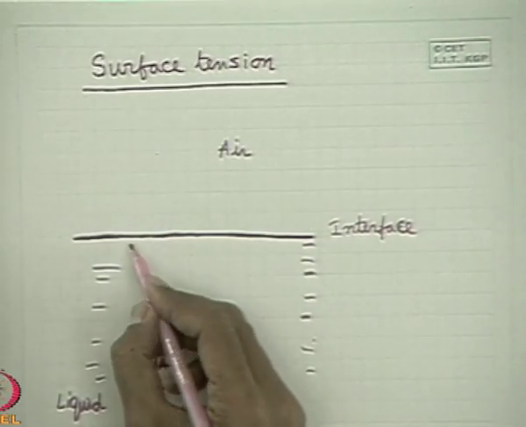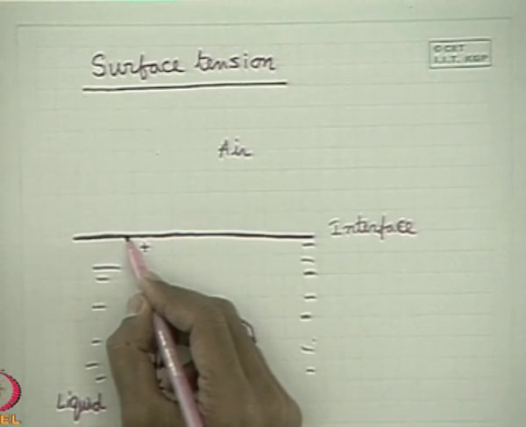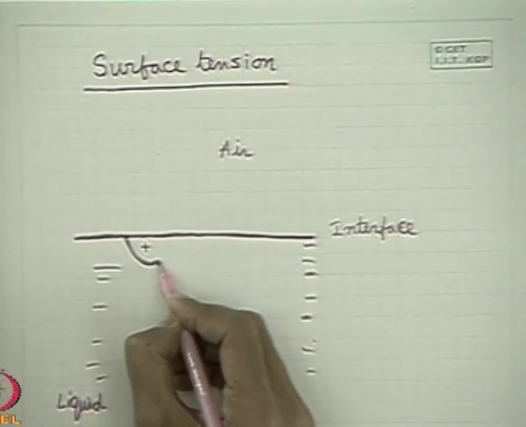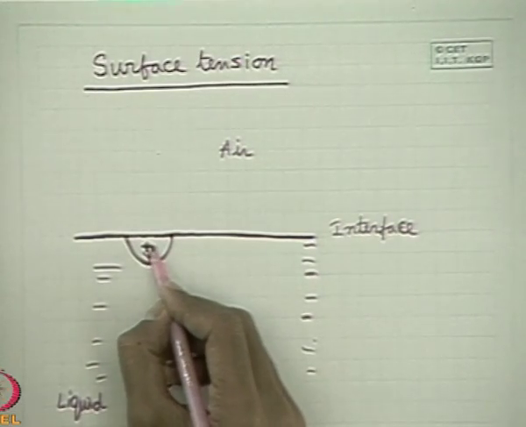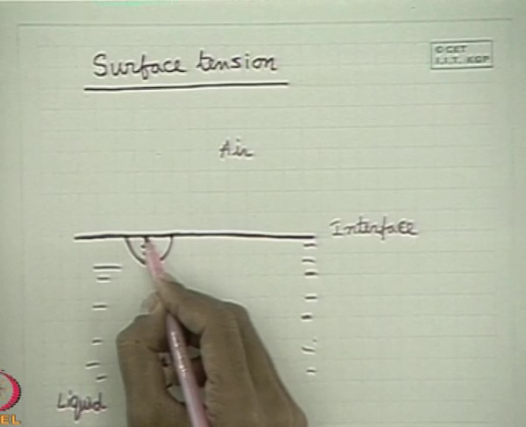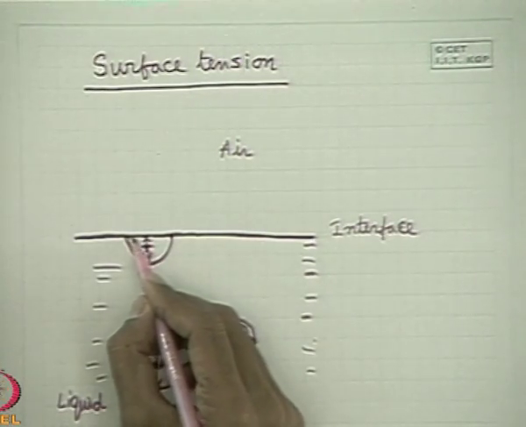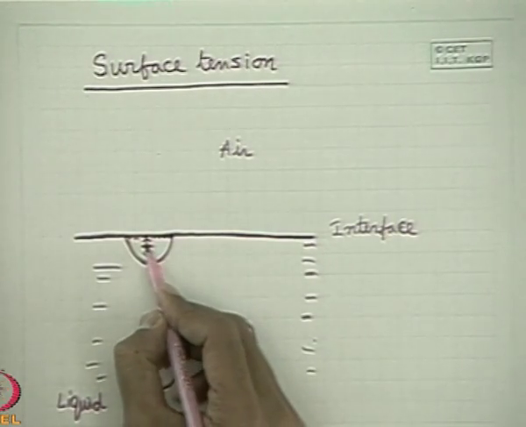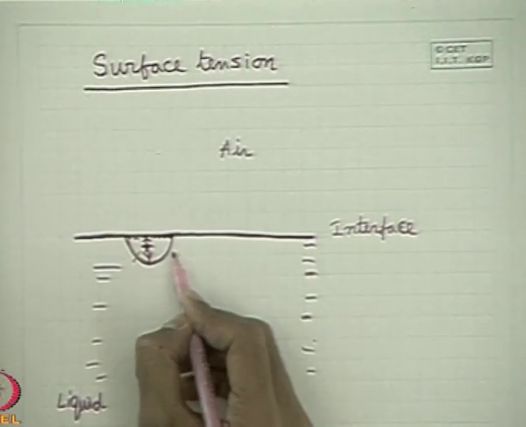Now, what happens if we consider a molecule very near to the surface? You see that if we draw this sphere of influence, it will be like this, which means that it is attracted by more molecules from inside, but the force of attraction is less from the upper side. This is because there are fewer molecules on the upper side. Therefore, a molecule near the surface experiences a net inward force.